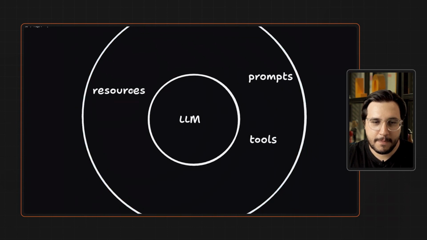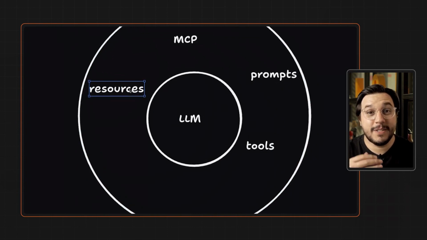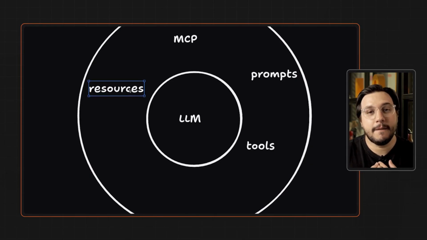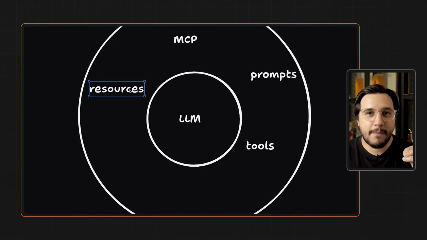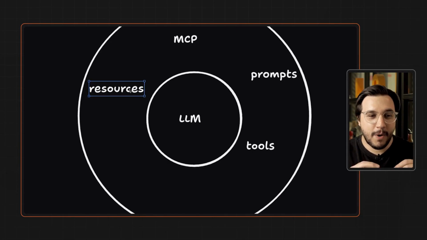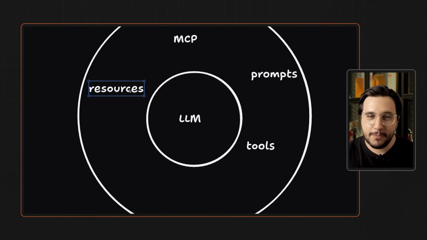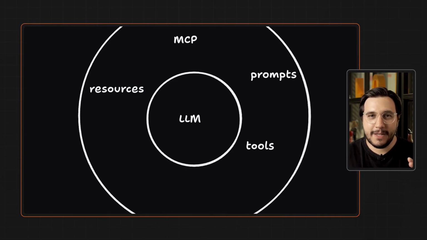Resources are data that you expose so the LLM can consume them as context. Think of it like an API, but read-only. The model only has read access to these resources. It's as if the model requests that data and you provide it for the model to read and create some context. Now, let's talk about RAG.